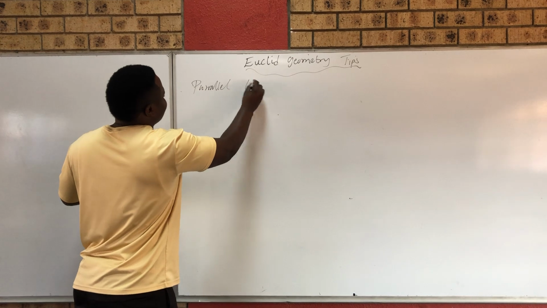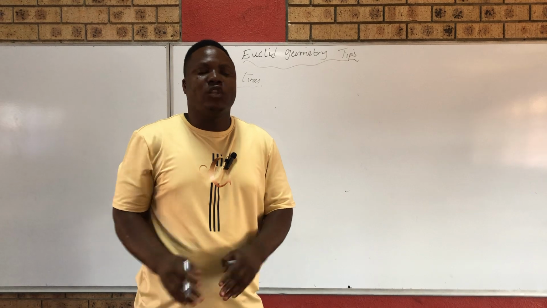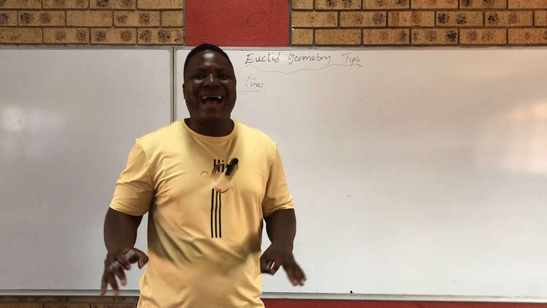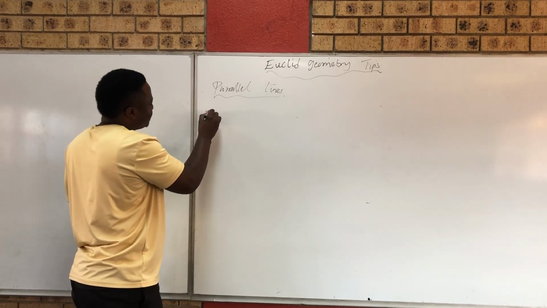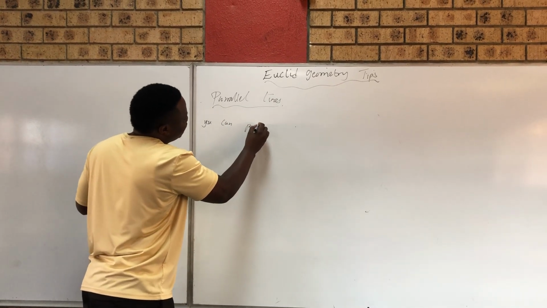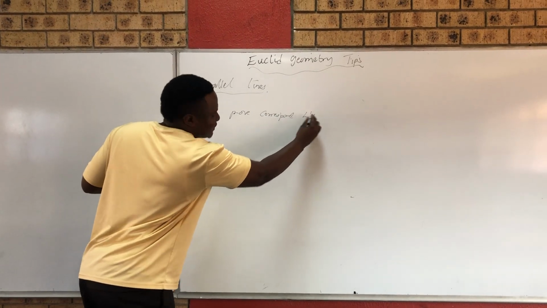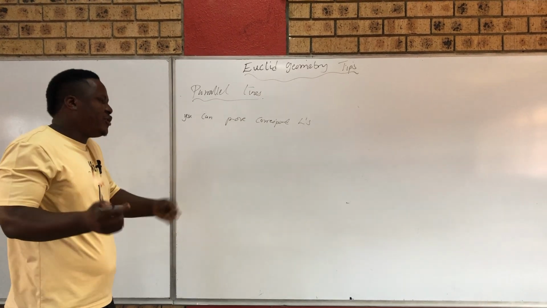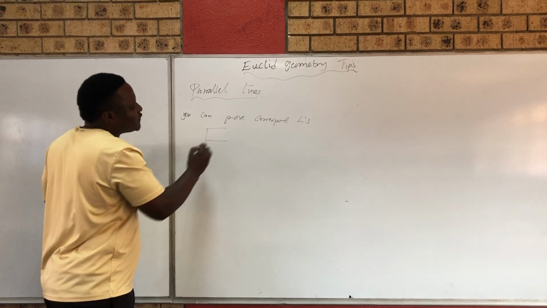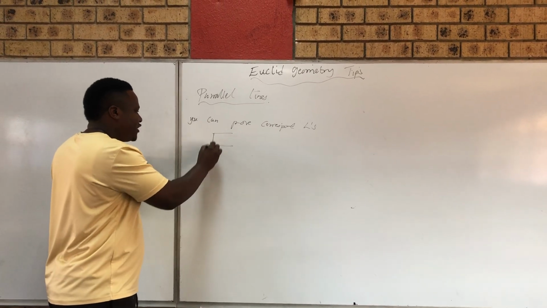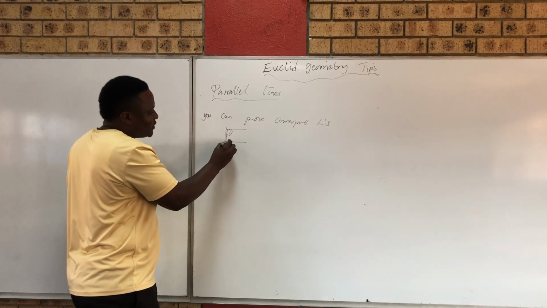Parallel lines. If you are asked to prove parallel lines, the only thing that you're going to focus on are angles. How? First of all, you can prove corresponding angles. How can you do that? If maybe somewhere in your circle or where you have an F-shaped feature, this is what you need to do. If you prove that this angle is the same as that.